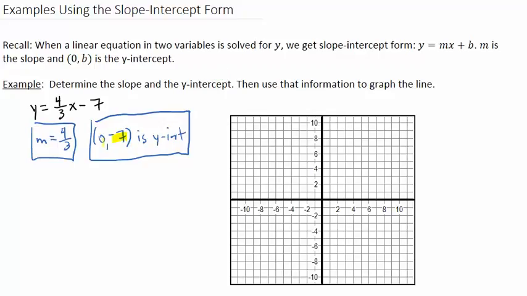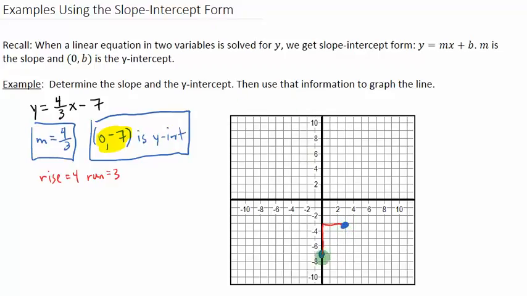So what we're going to do is start with this ordered pair, because it's easy to plot an ordered pair. (0, -7) would be down here, of course. And then I have to somehow use my slope. Well, I'm going to use a rise of 4 with a run of 3. So from this point on the line, I can rise 1, 2, 3, 4, and run 1, 2, 3. And that gives me another point on the line.